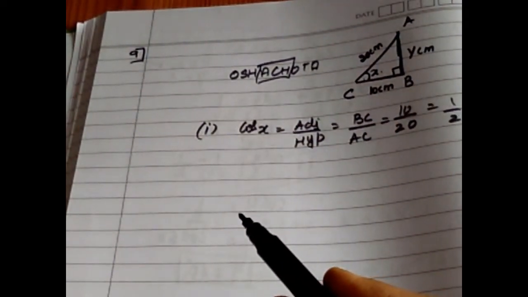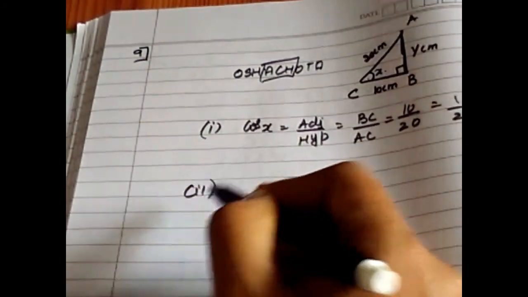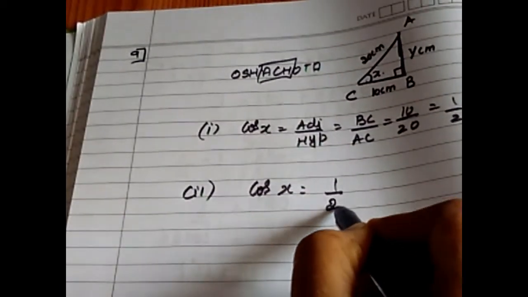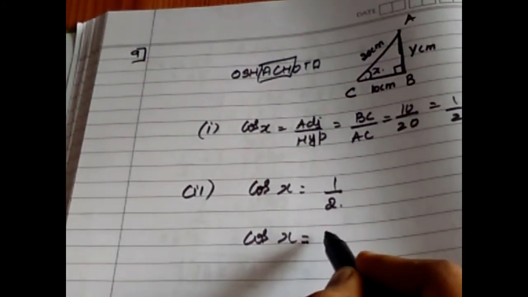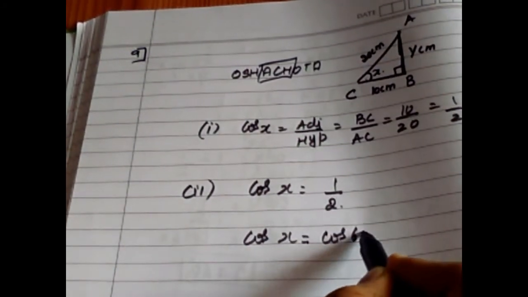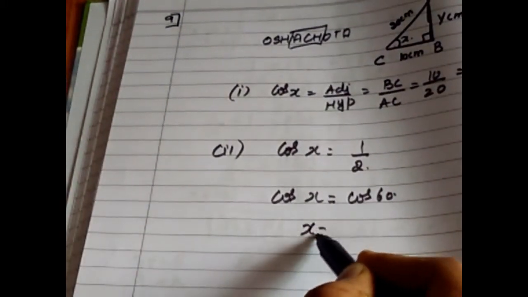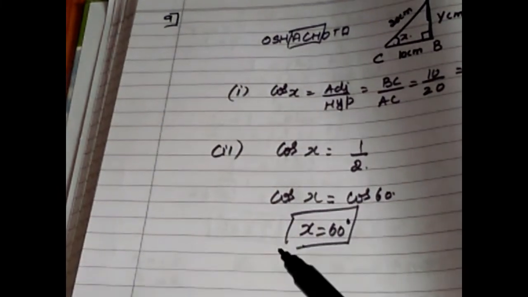What is the second sub question? It is said that I need to find the value of x. So already we know how to calculate. If cos x is 1 by 2, just think which value of cos is 1 by 2? It is nothing but cos 60. So now I can say that the value of x is equal to 60 degrees. The second sub question is solved.